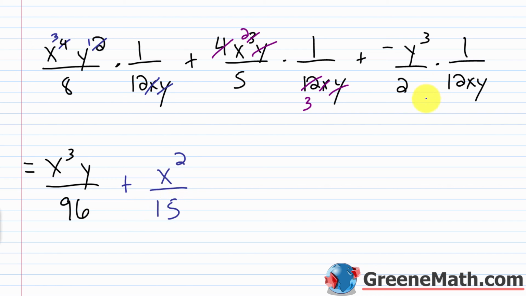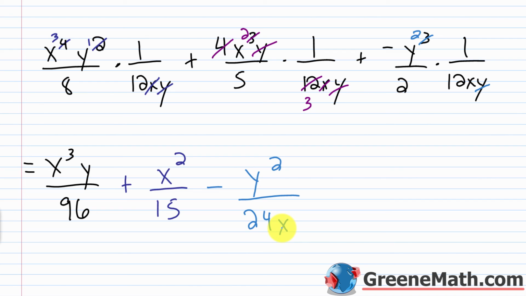And then for the last part here, I have y cubed over y. One of the factors of y cubed would cancel with this, so this would be y squared. Nothing else I can really cancel, so you'd have negative y squared over 2 times 12, which is 24, and then times x, so 24x. This is what we end up with as our answer: x cubed y over 96 plus x squared over 15 minus y squared over 24x.